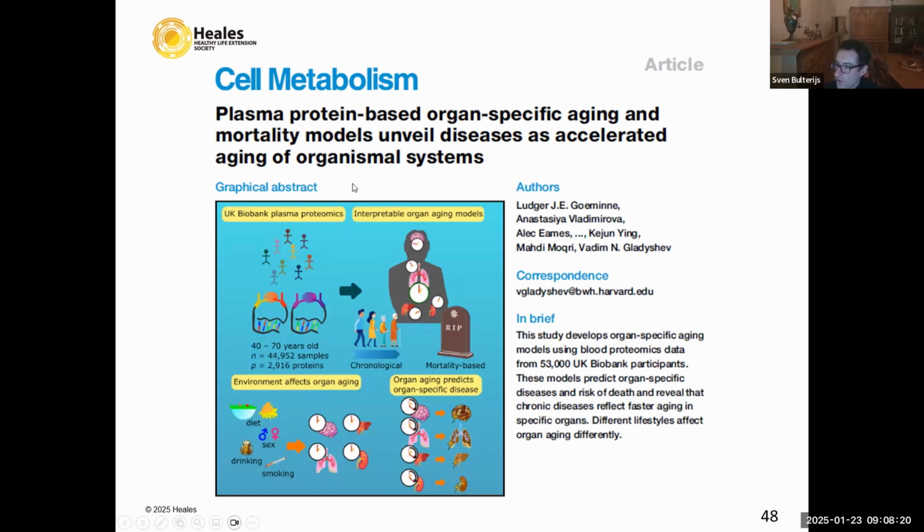I haven't actually read the paper yet because it just came up when I was doing some research for this journal club, but there is a new paper in Cell Metabolism that is also further building upon this work from Vadim Gladyshev. So you might want to read that, and that's the end of my presentation.